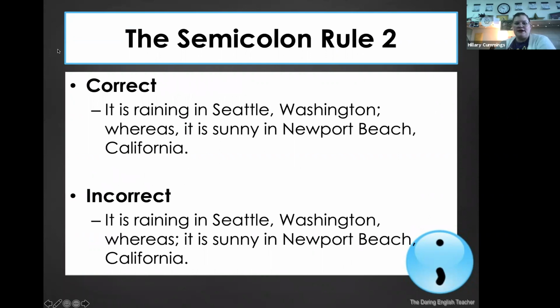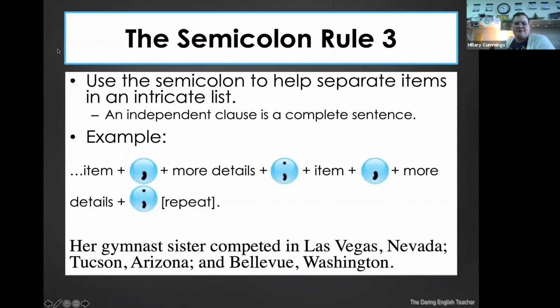All right, so take a look at some correct and incorrect examples. It's raining in Seattle, Washington; whereas, the conjunctive adverb, it's sunny in Newport Beach, California. It's raining in Seattle, Washington, whereas, so that semicolon can't come after the conjunctive adverb, right? That conjunctive adverb needs to have a semicolon before it.